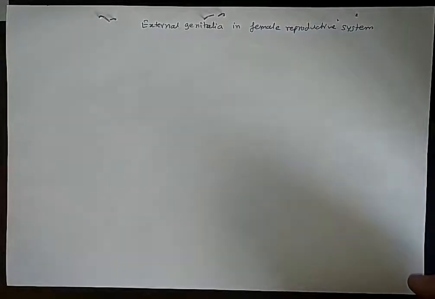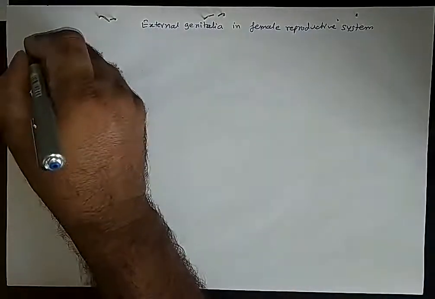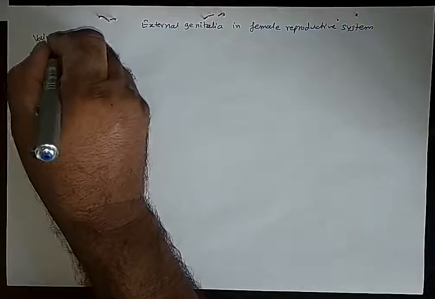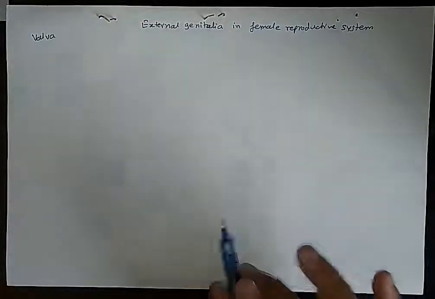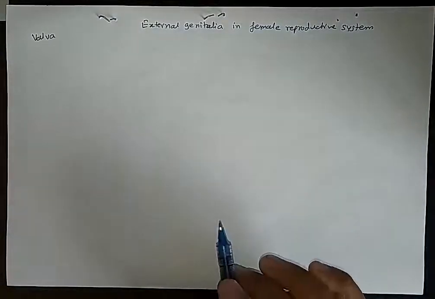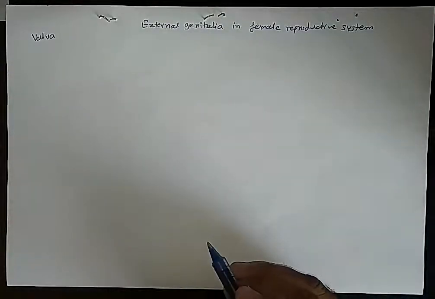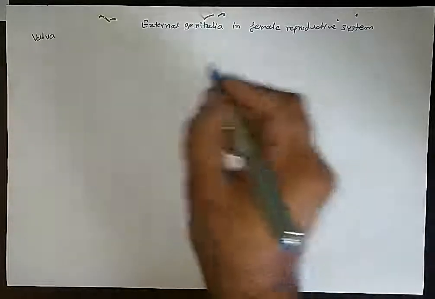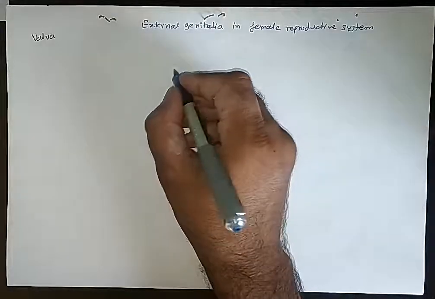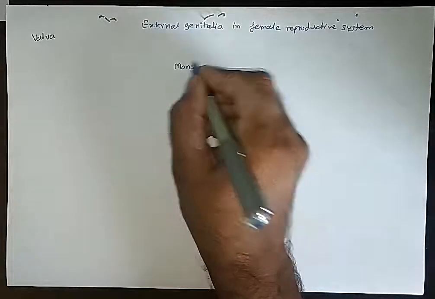Hello friends, today we are going to study external genitalia in the female reproductive system. The external genitalia is collectively called the vulva. We will start the external genitalia from the anterior position. At the anterior position there is the mons pubis.